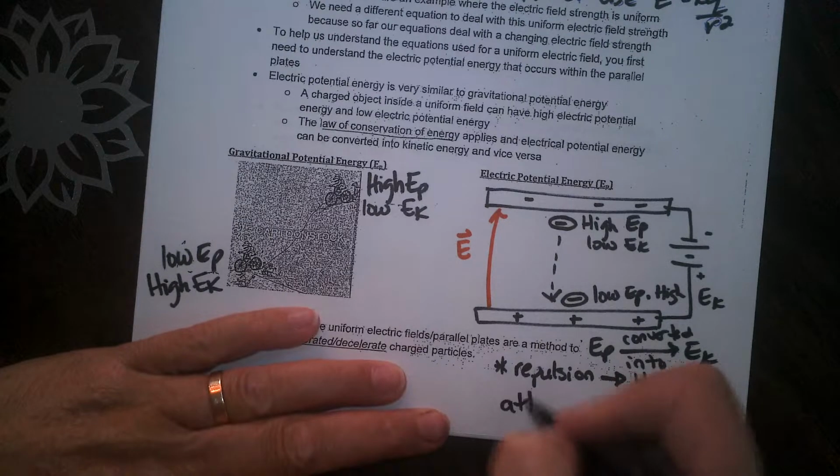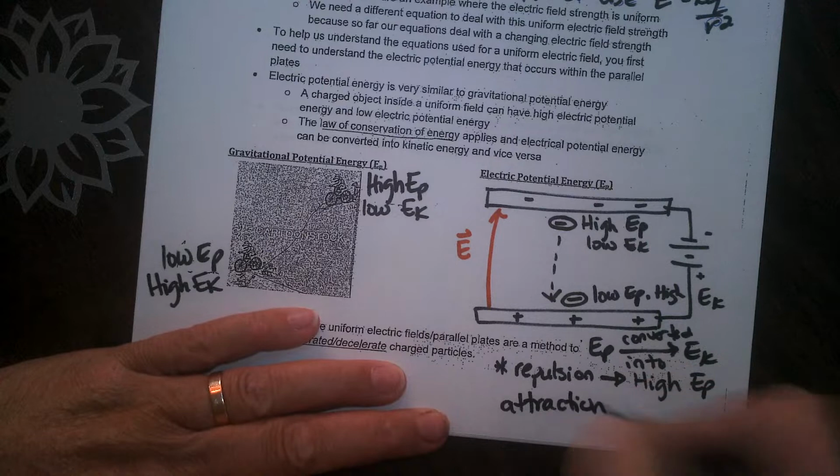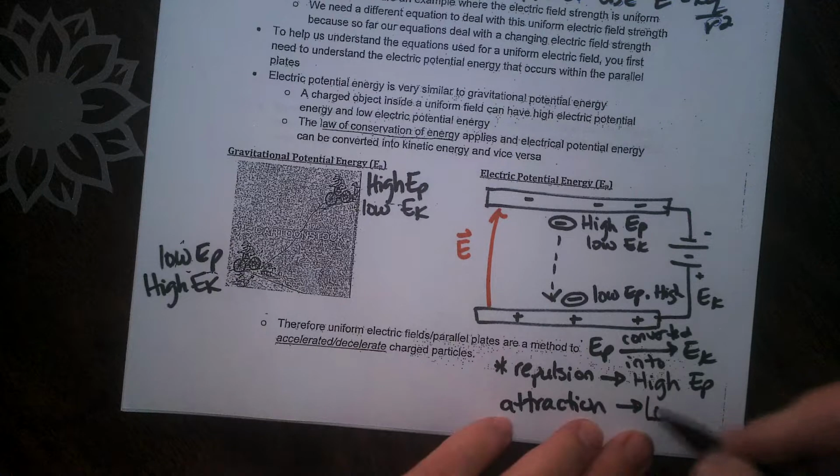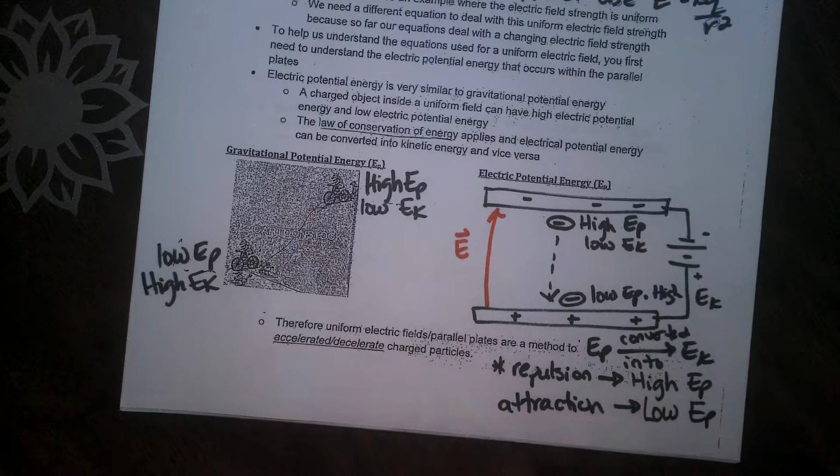If I have attraction, what kind of potential energy do I have? High or low? Low. Right? It's going to be in motion. Like Daniel said, it's going to have high kinetic energy. It's going to be in motion. The negative is going to move towards the positive. Right here, converted into.